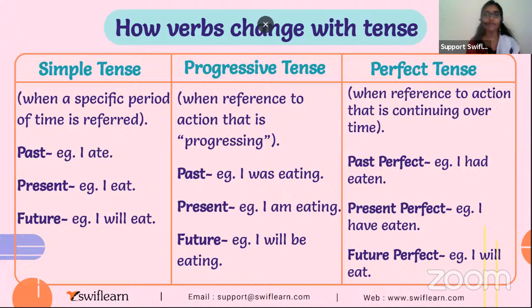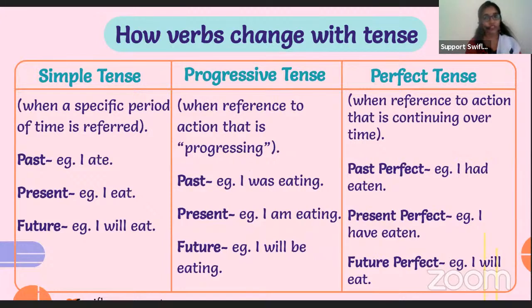Okay, and finally we have the types of tenses. Even verbs change with tenses. What are those tenses? Before moving on to the detailing, we have to see what they are: simple tense, continuous tense, and perfect tense. Let's look at the simple tense first. We have a definition for that: whenever a specific period of time is referred to, we call it simple tense.